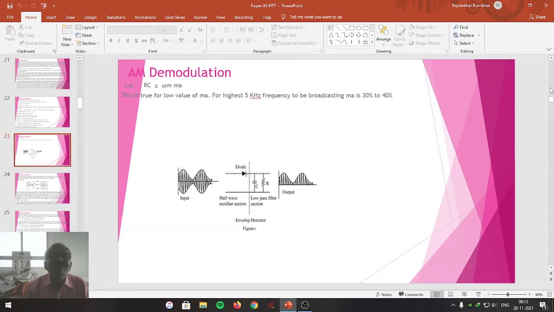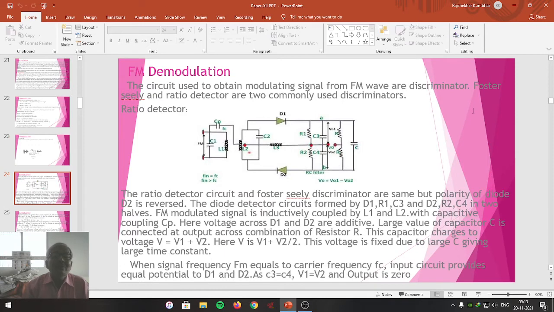Dear students, as far as FM demodulation is concerned, here also the frequency translation process takes place. Basically, there are two types of FM demodulation techniques which are used. One is the ratio detector and the second one is the Foster-Seeley detector. In our syllabus, only the ratio detector is included, and that's why we are going to study only the ratio detector circuitry.